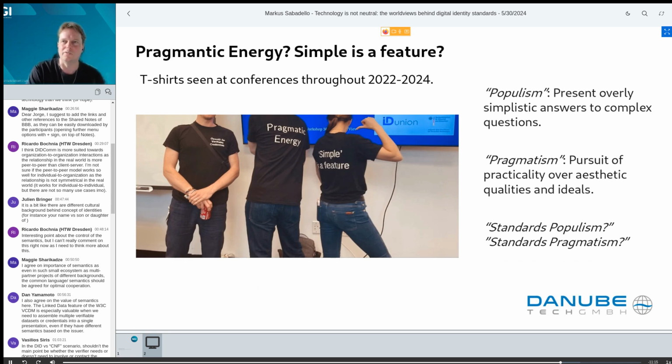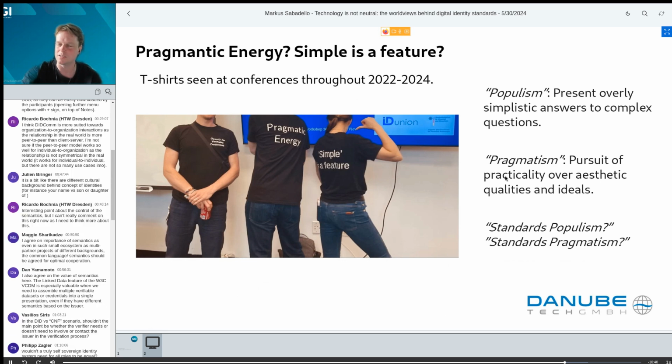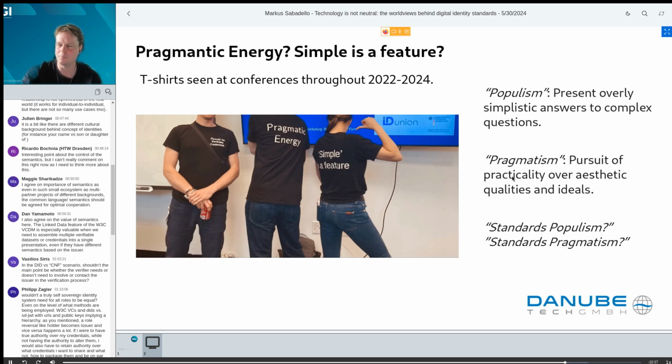For OpenID4VC and SD.VC, simplicity has been a very important argument in the community in the last one or two years, and also pragmatism. Pragmatic energy is another motto that we've seen a lot. So the argument is: let's build digital wallets, let's make them simple, and let's do what's pragmatic. I looked up pragmatism as a pursuit of practicality over aesthetic qualities and ideals. So building something that works, and that works quickly. And I also looked up populism.